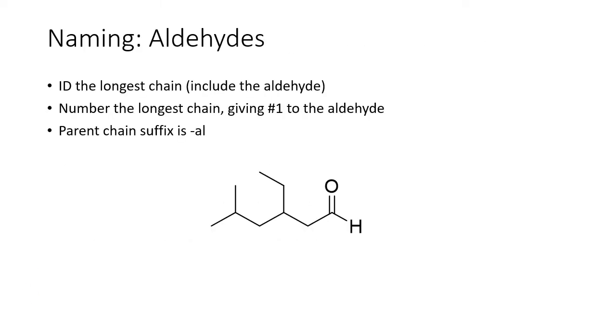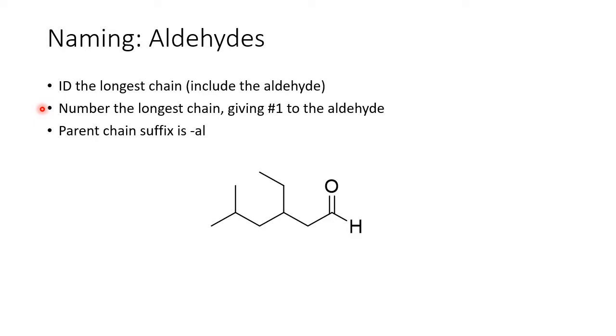Naming aldehydes is similar to the rules that we've learned for naming with previous functional groups. First, we're going to identify the longest chain of carbons. We want to make sure the aldehyde is included in the longest chain. So we'll go ahead and take a look at the longest chain of carbons. We have 1, 2, 3, 4, 5, 6. Just to make sure there's no other possibilities, 1, 2, 3, 4, 5. So we have 6 carbons as our longest chain.